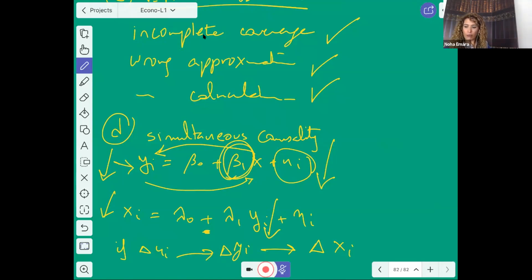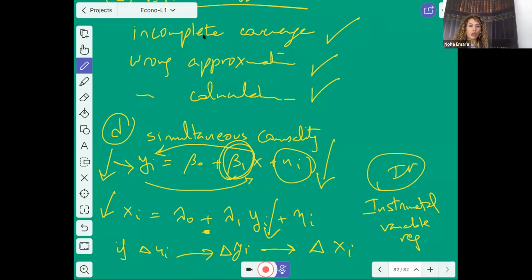So that's why, if this happens, the solution would be to use instrumental variable regression, which would be our topic on week 7. Okay, so which is the IV regression. The IV regression is used to overcome some of these issues.